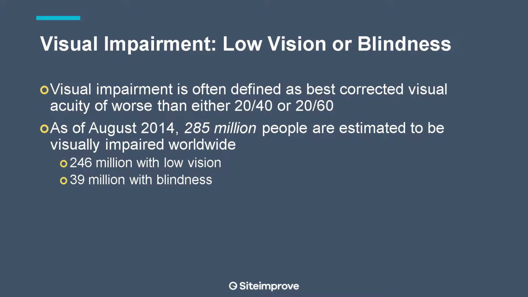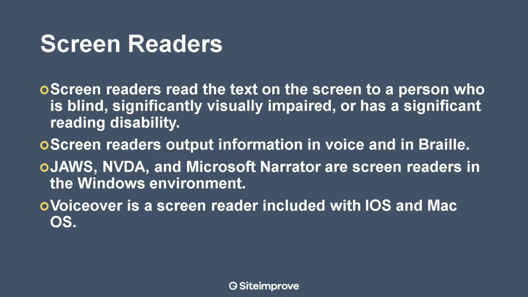I want to talk a little bit more about blindness and low vision. Visual impairment is often defined as best corrected visual acuity of worse than either 20/40 or 20/60. So there are all kinds of levels of visual impairment. As of August of 2014, and this is the most recent statistic I can find, there were 285 million people estimated to be visually impaired in the world. 246 million of those people had low vision. 39 million of those people had blindness. So that's why we emphasize a lot screen readers and visual aspects of accessibility, because it's a very high majority of people.